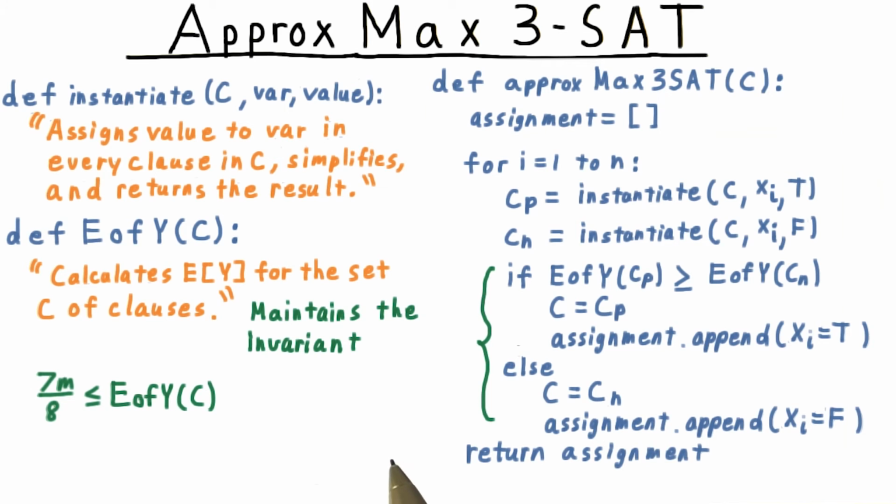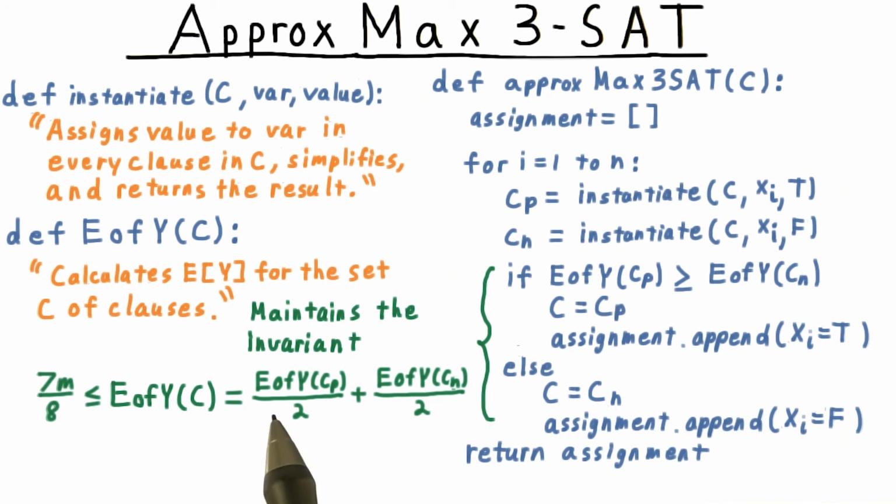The reason this algorithm works is that it maintains the invariant that the expected number of clauses of C that would be satisfied if the remaining variables were assigned uniformly at random is at least 7m/8. This is true at the beginning, just by our previous theorem. But this expectation is just the average of the expected number that would be satisfied in Cp and the expected number that would be satisfied in Cn. So by picking C to be the one for which this E of y is greater, the invariant is maintained. Of course, at the end of the algorithm, all the variables have been assigned, so this expectation is just counting up the number of true clauses.